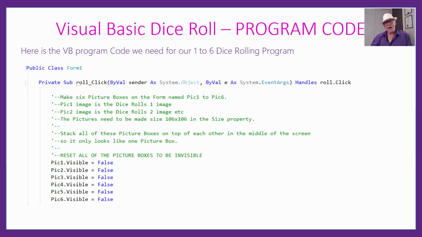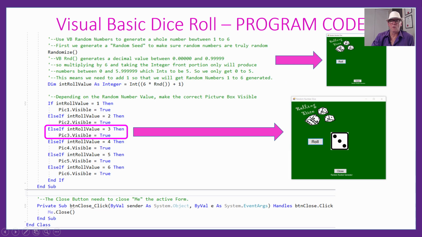Because finally, we're ready to write the code, the fun part. Let's cut some code. The first thing we need to put in is to make all of the dice pictures, the 1 to 6, invisible. So you set their property, pick one.visible equals false. So set them all to be invisible at the start, that's what we want.